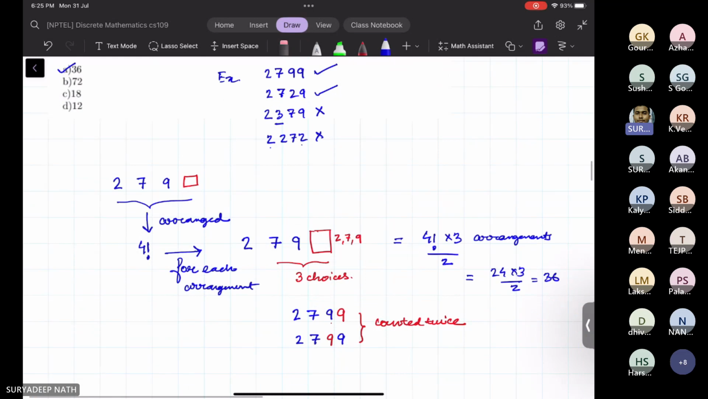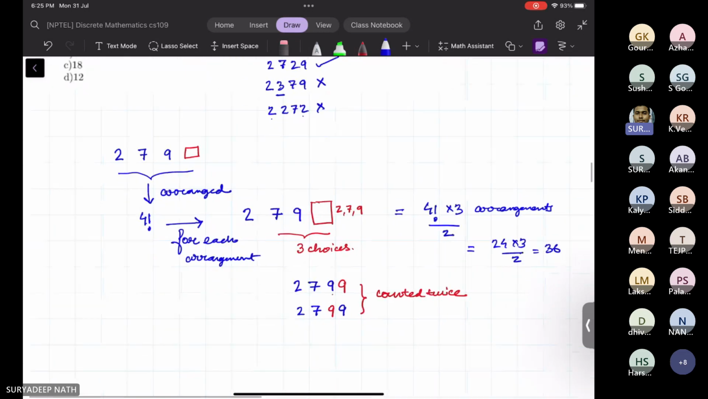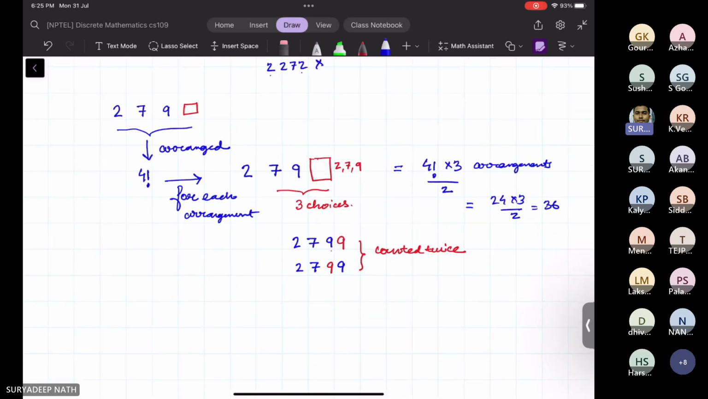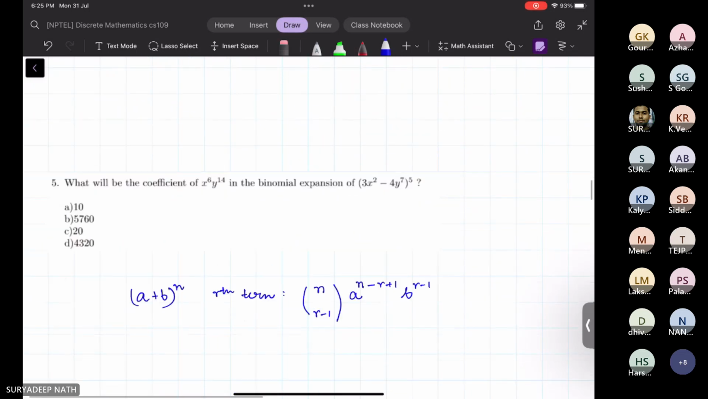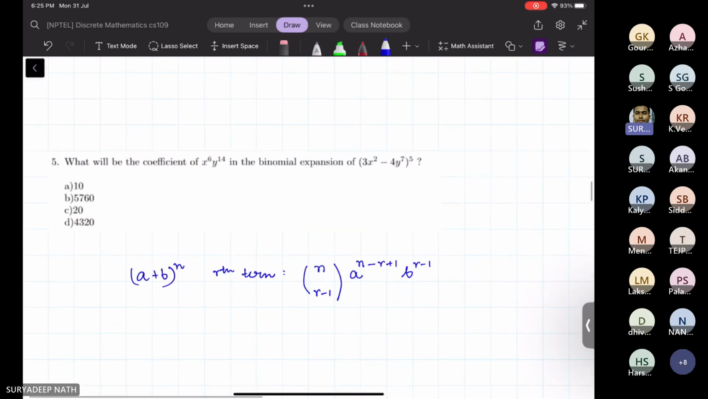Any problems so far? Okay. So let us move on. So if you have any doubt, you can ask at the end as well. Okay, coming to the fifth question.